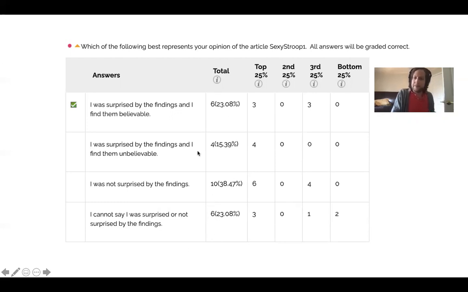And I just wanted to point out the great amount of heterogeneity, the great amount of differences in opinion regarding this article. About half the class was surprised by the findings. The other half of the class was either not surprised or kind of indifferent to the findings. And I just wanted to point that out. I just found it interesting, the amount of heterogeneity regarding people's opinion regarding this article.